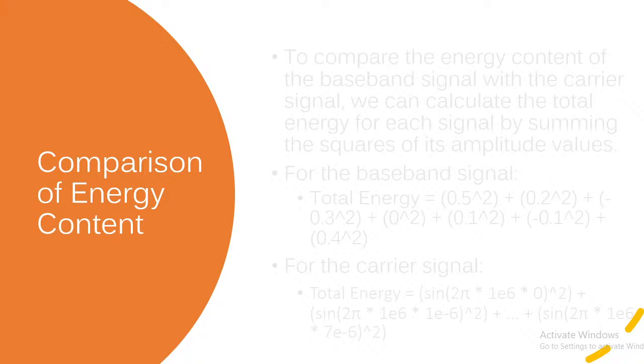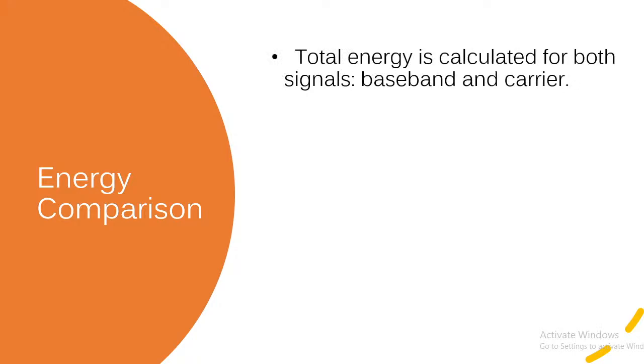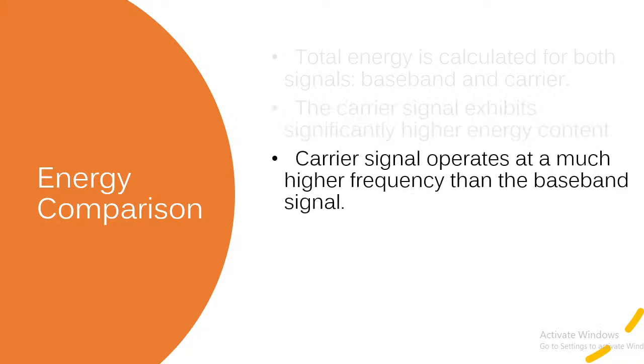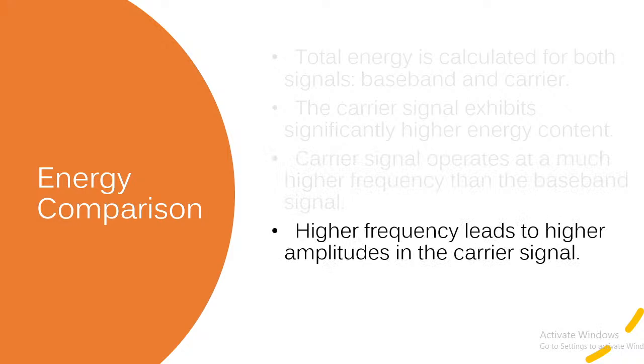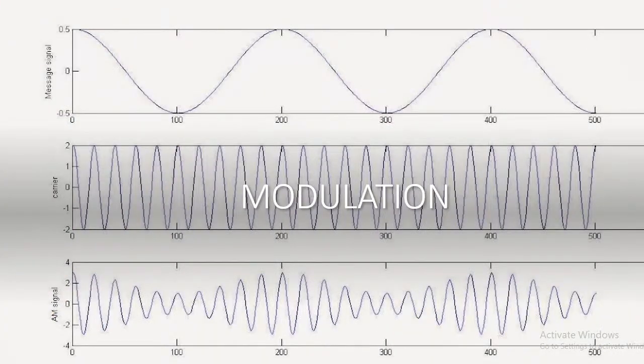Now calculate these values and compare the total energy from both the signals, baseband and carrier. You will see that the carrier signal exhibits significantly higher energy content compared to the baseband signal. The carrier signal operates at a much higher frequency than the baseband signal. That is why it carries more energy. Higher frequency leads to higher amplitudes, and higher amplitudes lead to more total energy. So more energy is carried by the carrier signal due to its high amplitude and frequency.